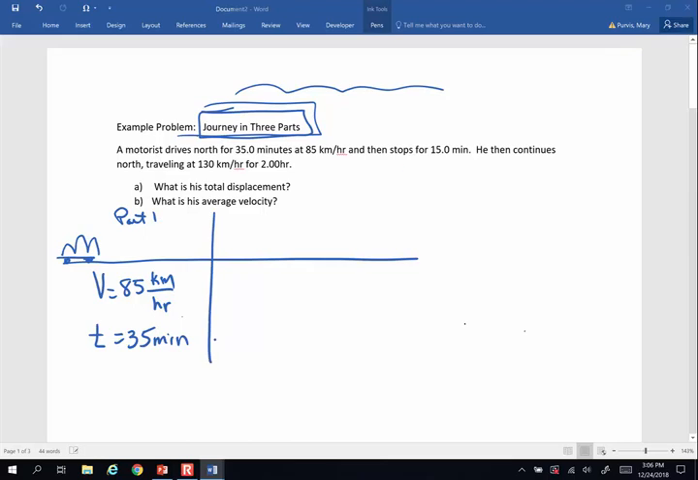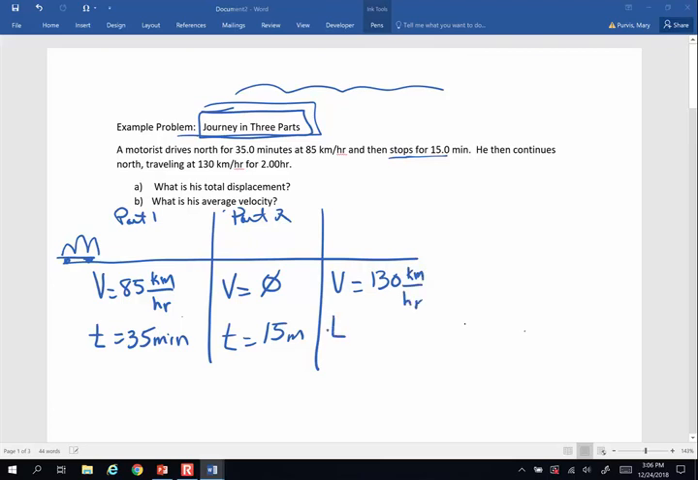Then this person is going to stop for 15 minutes. So the velocity for this section is going to be 0. The driver is going to stop. The time is 15 minutes, and we're going to call this part 2. And then part 3 of the journey, he then continues north, traveling at 130 kilometers per hour for 2 hours. So now the velocity is 130 kilometers per hour for a time of 2 hours. And I'm going to refer to this as part 3 of my journey.